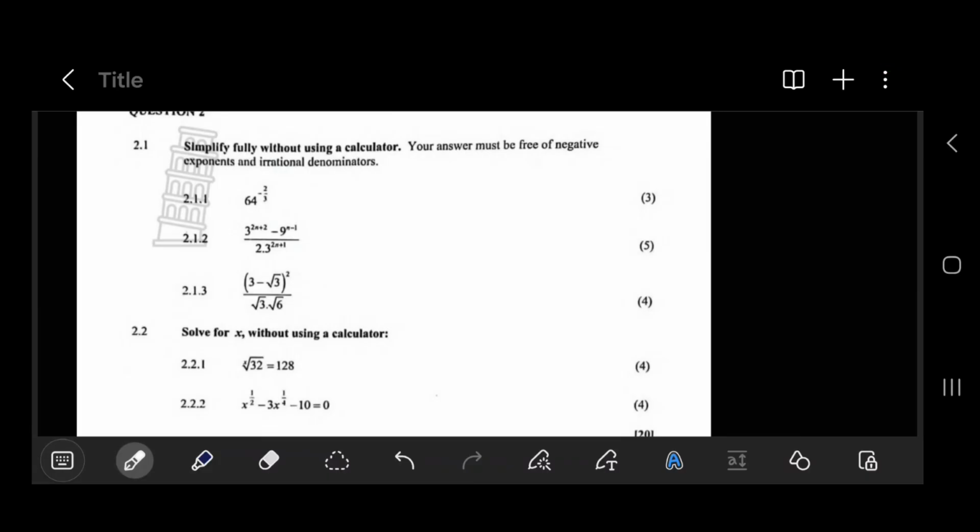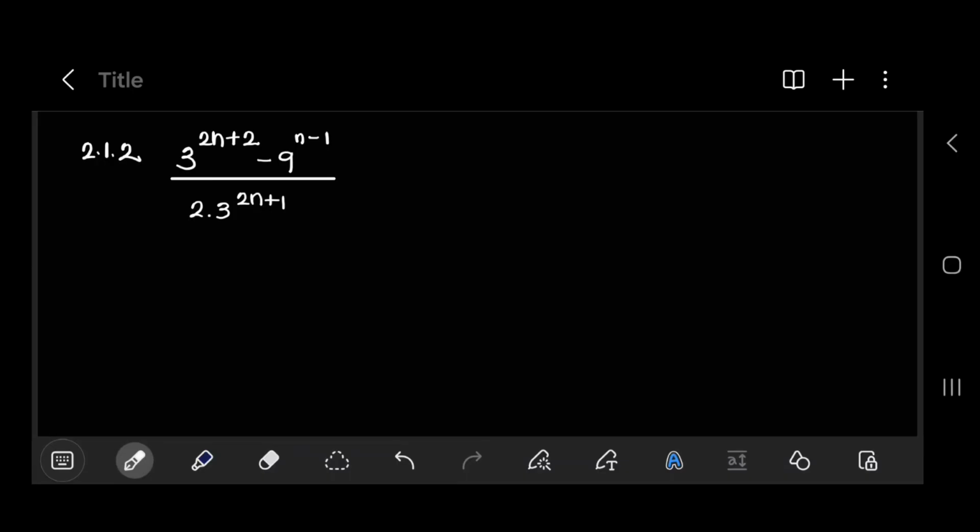Now for 2.1.2, we've got 3 to the power 2n plus 2 minus 9 to the power n minus 1, over 2 times 3 to the power 2n plus 1. So here's what we're going to do. We need to start off by rewriting all of the bases as products of prime numbers. So everything else is fine besides this 9. So let us rewrite 9 as 3 squared.